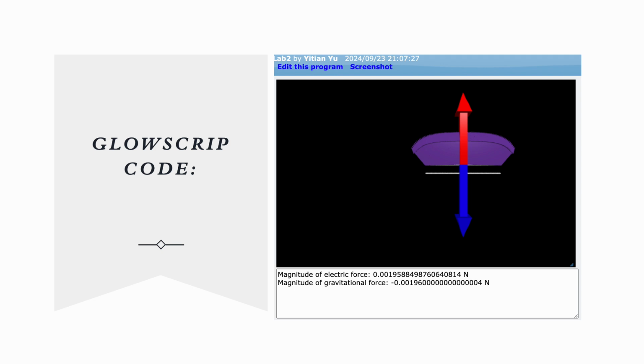Here's the output of my code. The magnitude of the electric force is 1.96 times 10 to the negative 3 newtons. The magnitude of the gravitational force is negative 1.96 times 10 to the negative 3 newtons. They are exactly opposite, and very precise.